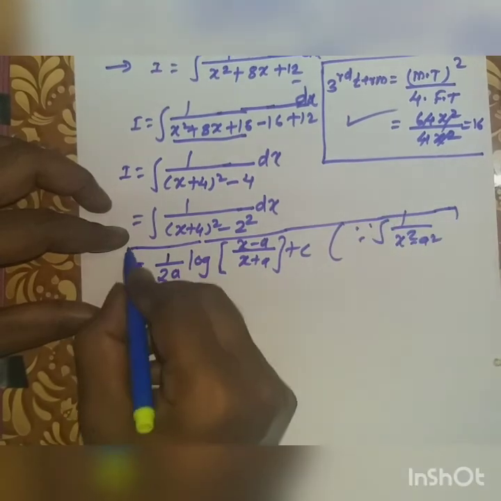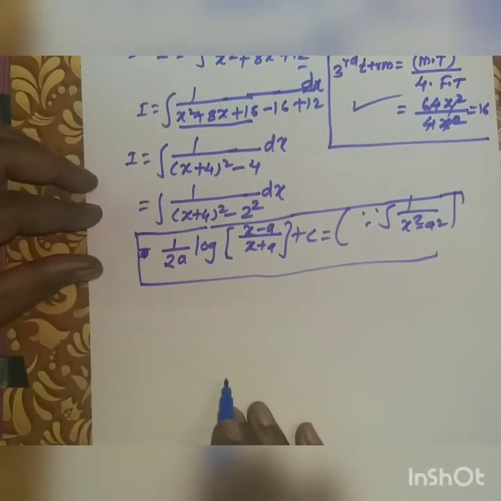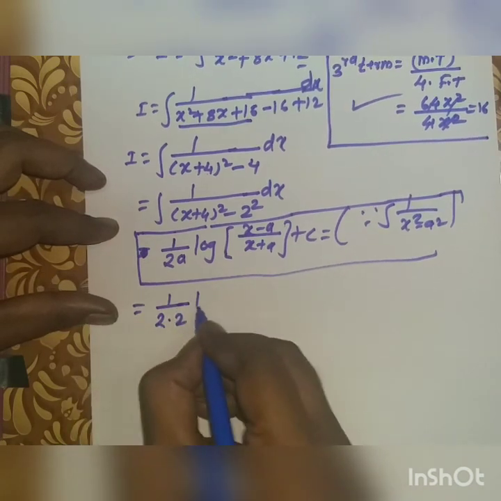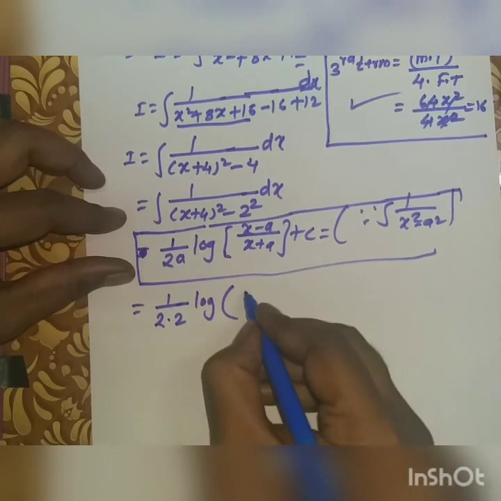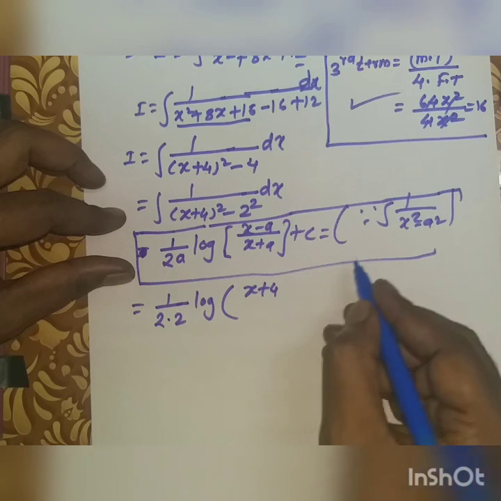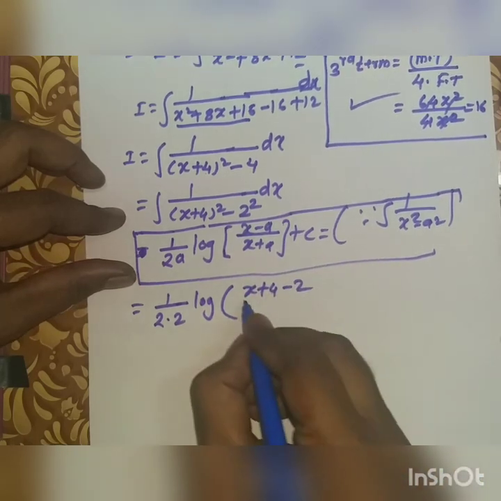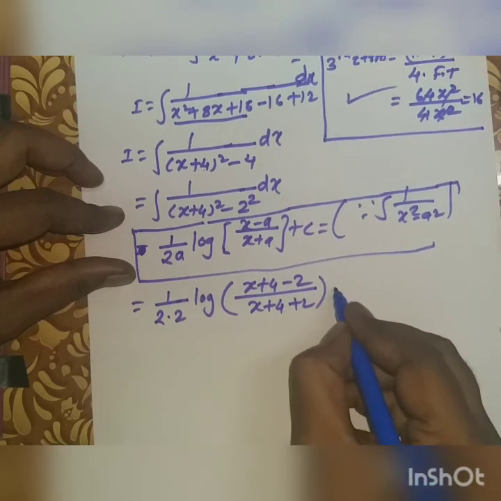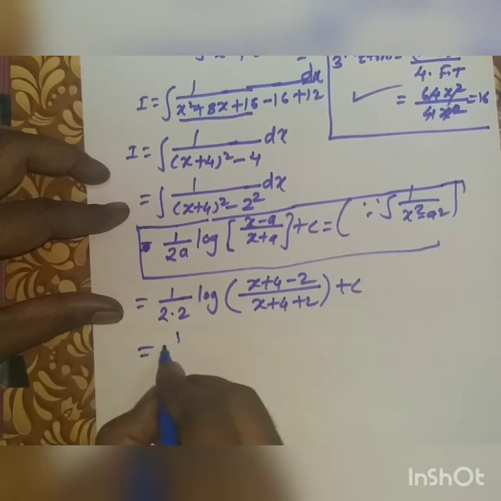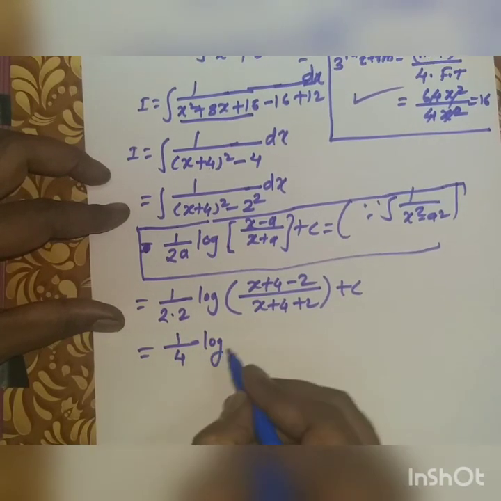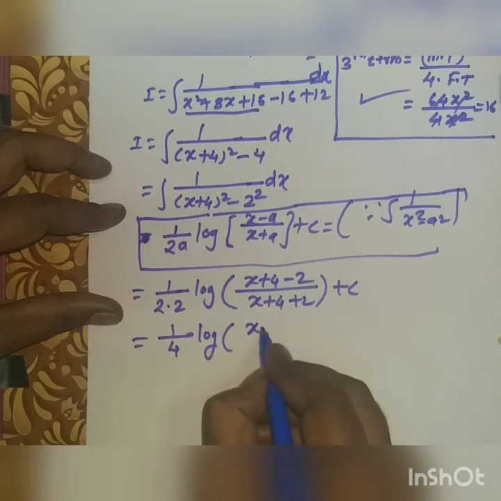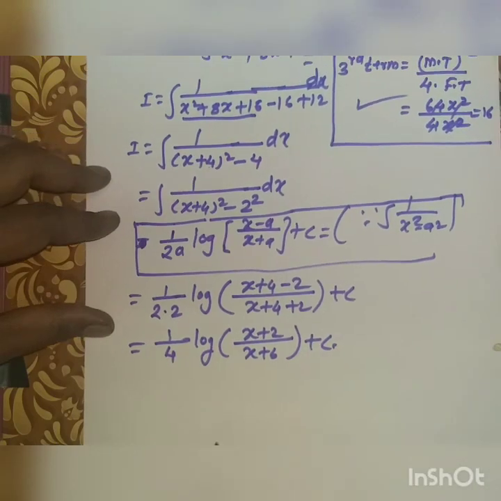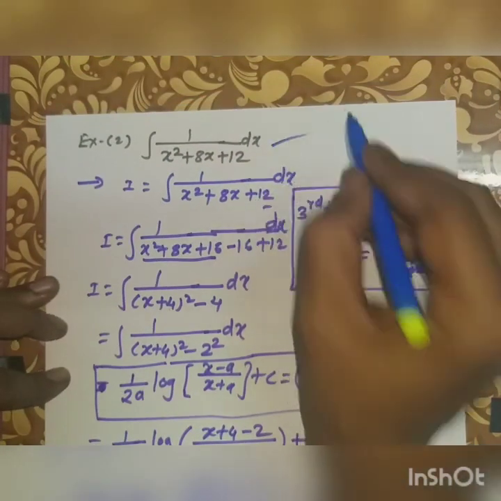This is the support formula. Then we write 1 by 2, a is 2, into log of x is x plus 4 minus a is 2, minus 2 divided by x plus 4 plus 2, plus c is equal to 1 divided by 4 log of x plus 2 divided by x plus 6 plus c, which is the answer of the given problem.